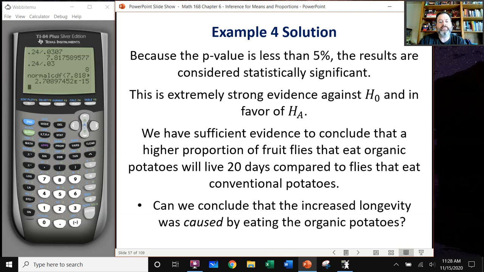And last bullet, can we conclude the increased longevity was caused by eating the organic potatoes? So what do you think? Is this causation or just association? I'll let you think about that one. Put your answers in the discussion forum for points.